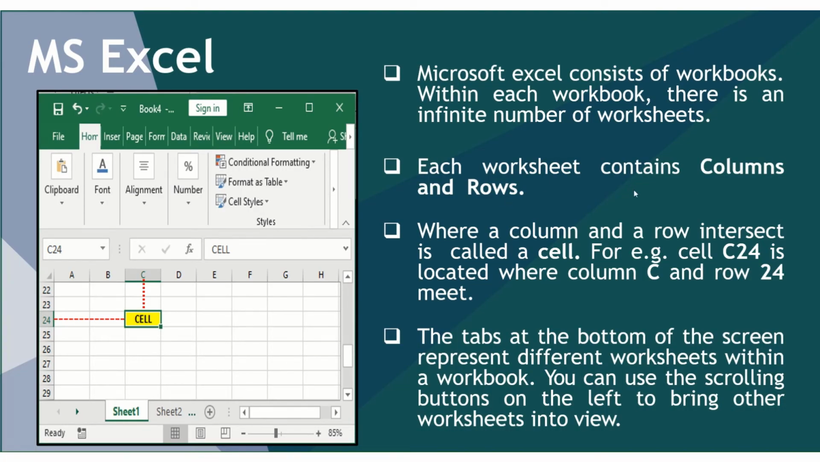So each worksheet contains columns and rows. Where a column and row intersect is called a cell. So for example, cell C24 is located where column C and row 24 meet. So for example, here in the image, we have column C and then row 24. So kung saan sila nag-intersect, that is called cell C24.